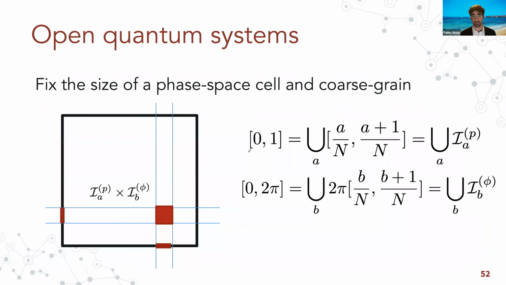So these are the kinetic equations. This is the first step. And then, of course, you go into the phase space of your quantum system, you fix the size of a cell, and you do coarse graining.